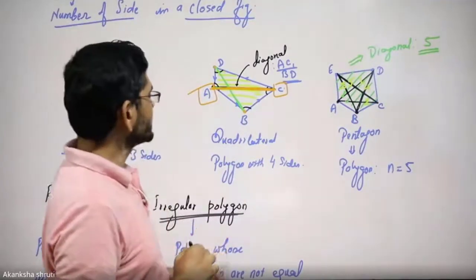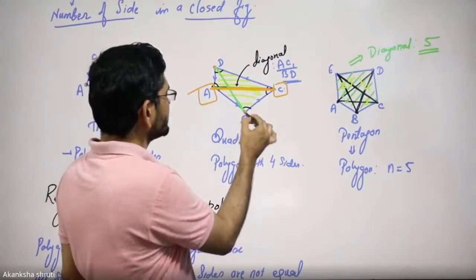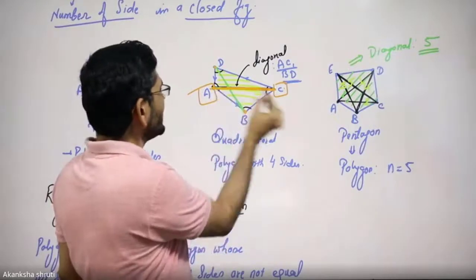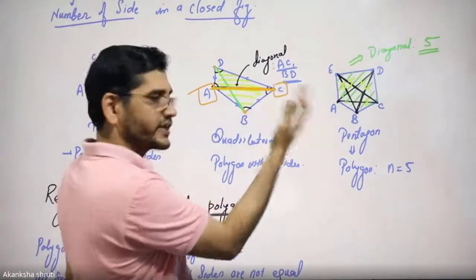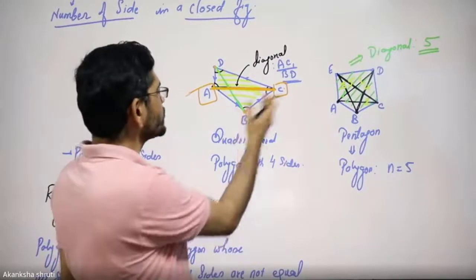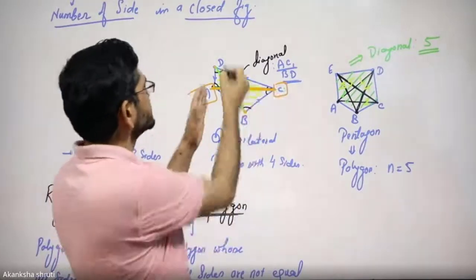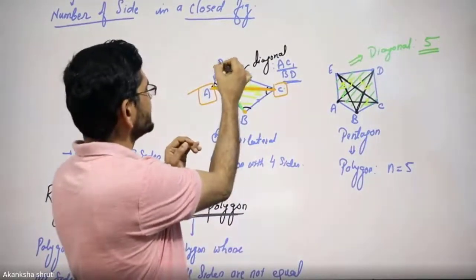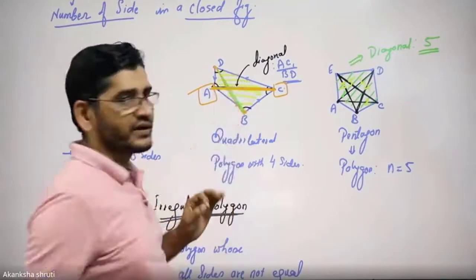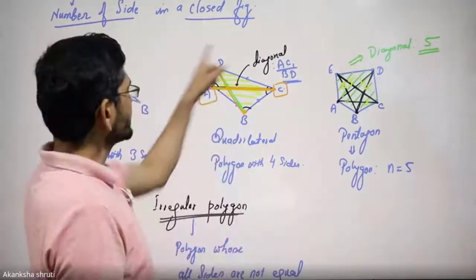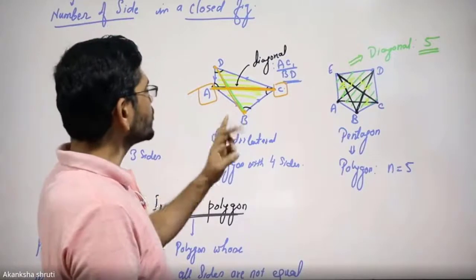The other diagonal could be, considering the vertex B, A and C are the adjacent or nearby vertices, just next to B. Leave these two vertices and search for the other. Yes, it is D. So BD is the other diagonal. For a quadrilateral, there are 2 diagonals.